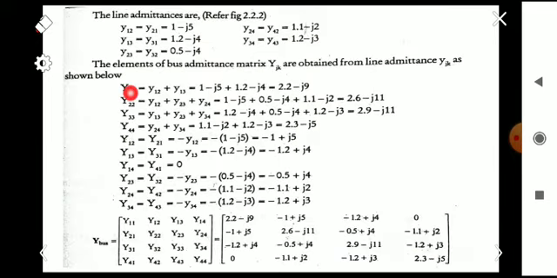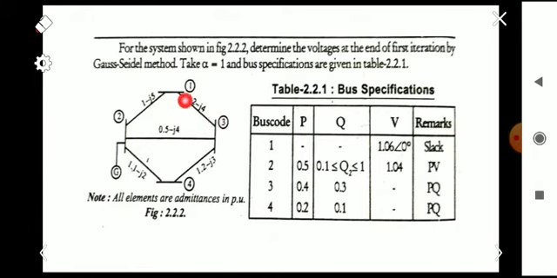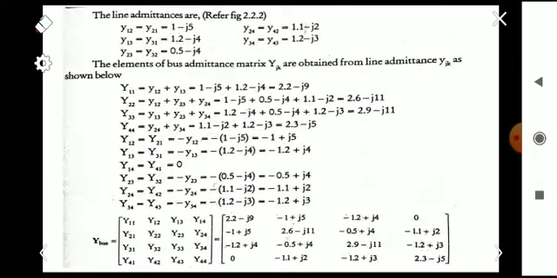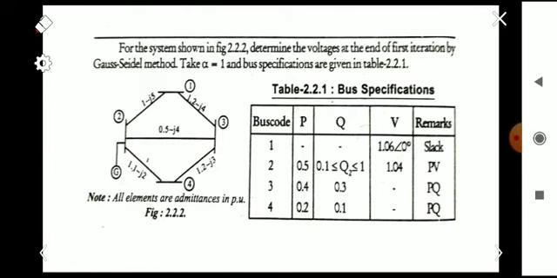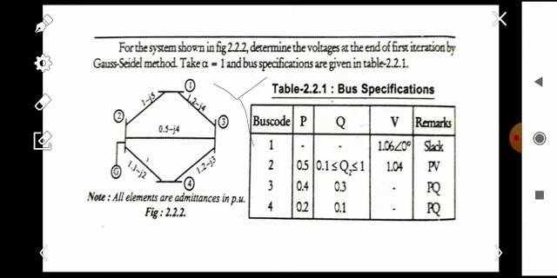That is, Y11 is Y12 plus Y13, the admittances connected between bus 1 and 3 and between 1 and 2. So we will get the Y11 value. Y22 we find the same way, by adding all the admittances connected to bus 2. Y33 we get by adding these 3 admittances, and Y44 by adding these 2 admittances.